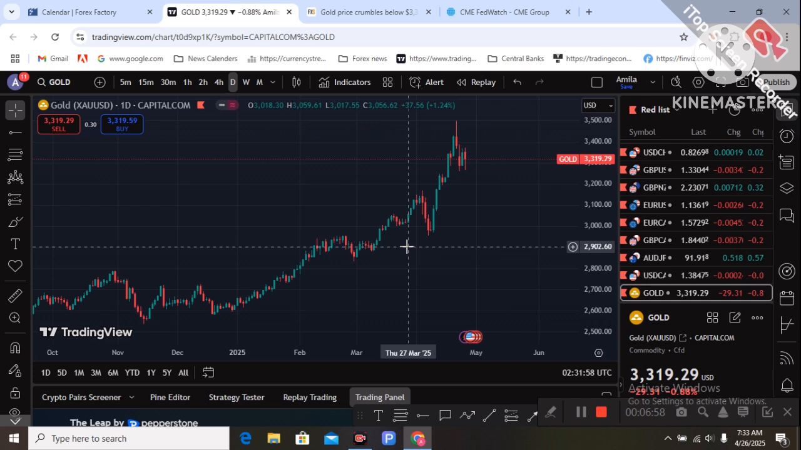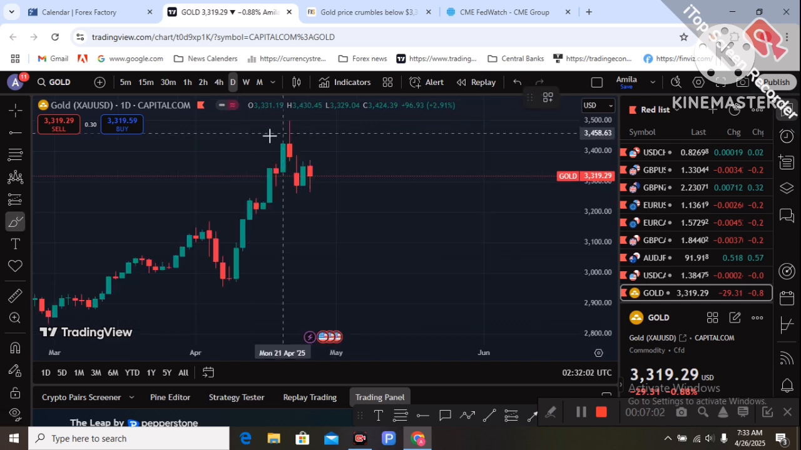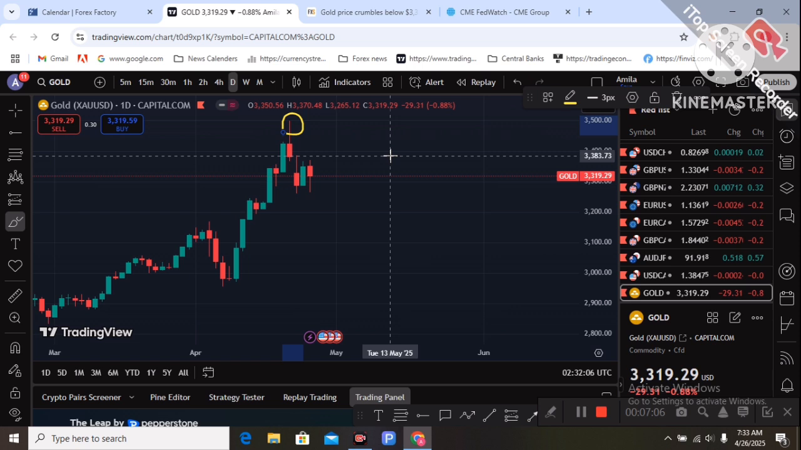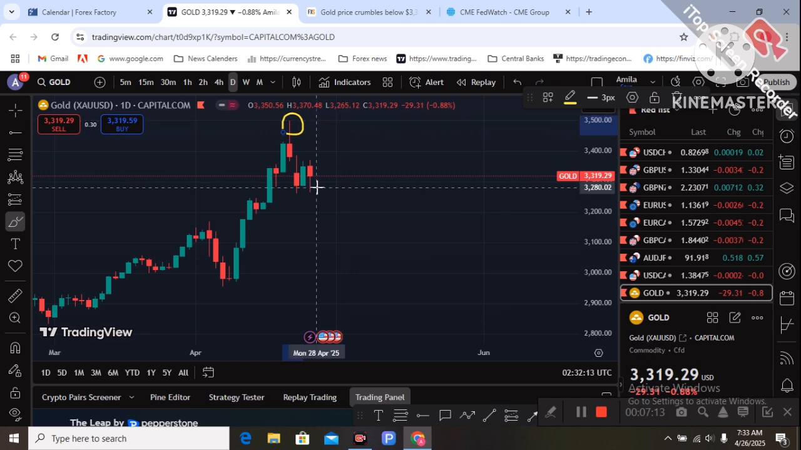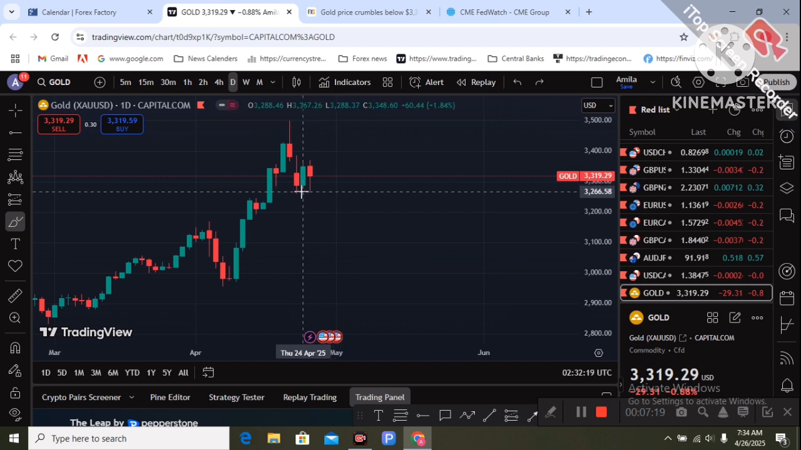Now I am going to the daily chart. What do the daily candles of the last 5 days show? Price was rejected from 3500 last week. Of last week's 5 daily candles, 3 are red. So sellers were inactive last week in selling gold. That is what the daily chart indicates.